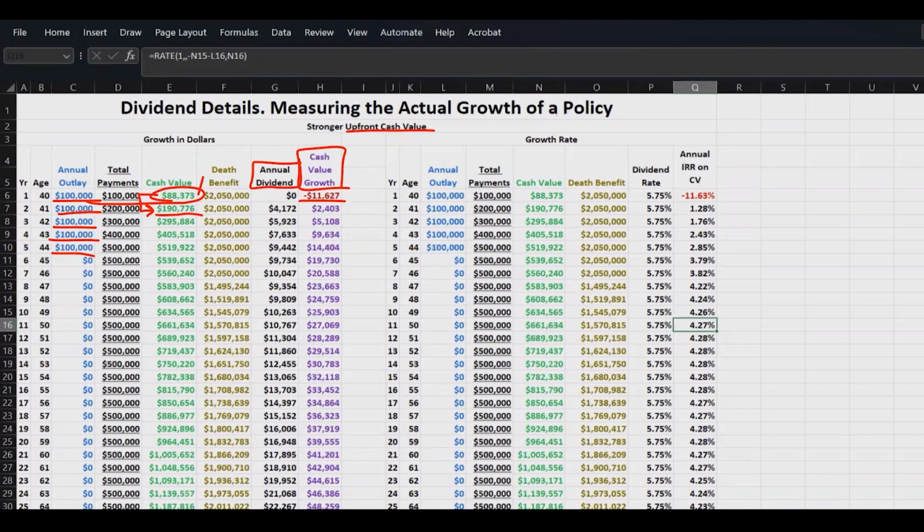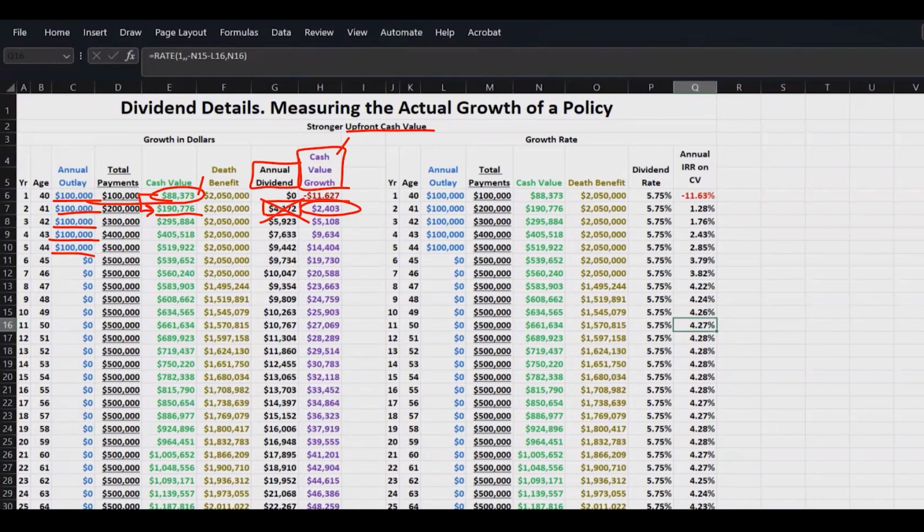So on my annual dividend statement and on the illustration, I've got 4172. However, the actual cash value growth is 2403. And you will see this in the early years, where the dividends received, the surplus piece, actually exceeds the total cash value growth. That has to do with the expenses on the policy still exceeding the total gains and such. We've got other content that breaks that down. But my point is, I don't really like this number here because it can cause confusion.